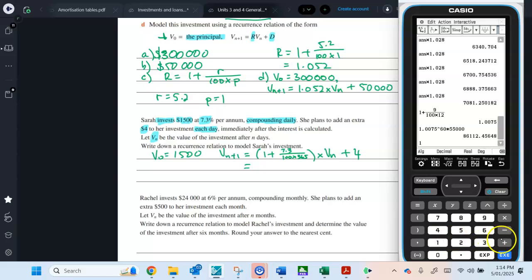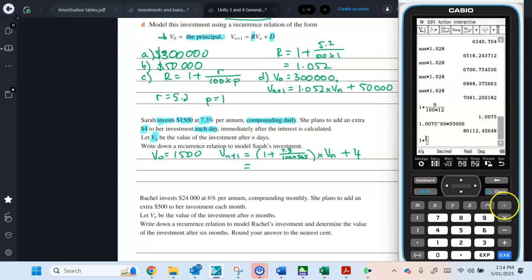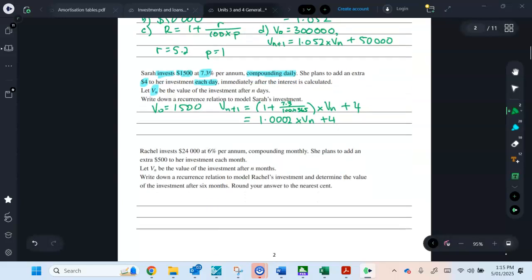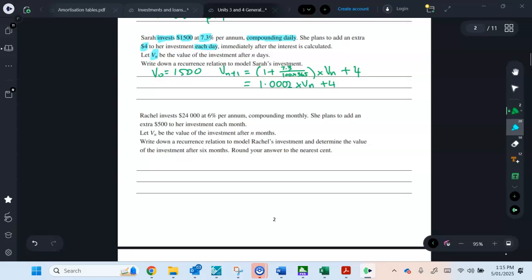All right, so we've got 1 plus, and then shift divide, we'll get up our little fraction, 7.3 over 100. Now it doesn't always cooperate when I do it. There we go, 365. So that's our value of R, 1.0002, times Vn plus 4. All right, that's your recurrence relation. Beautiful. All right, next question.